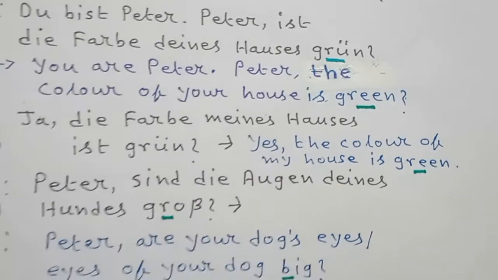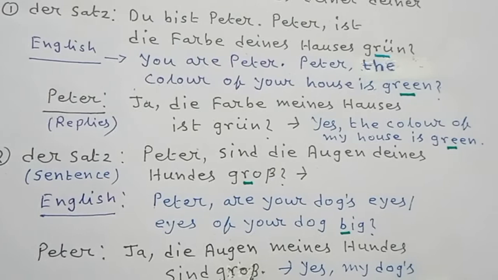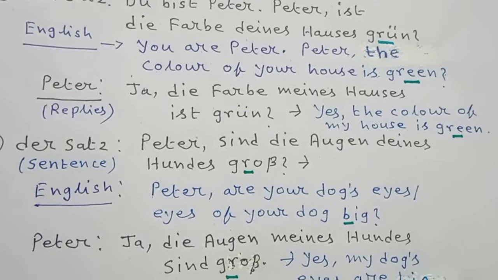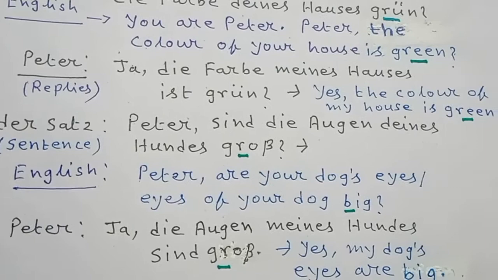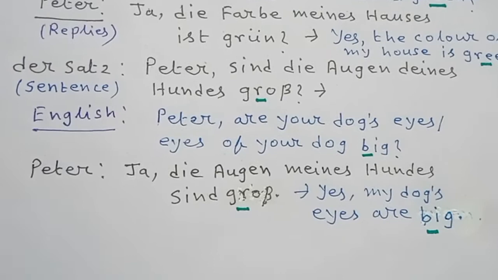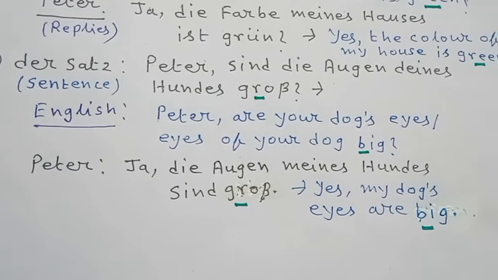Now, number two: Peter, sind die Augen deines Hundes groß? English: Peter, are your dog's eyes, or the eyes of your dog, big? Peter replies: Ja, die Augen meines Hundes sind groß. Yes, my dog's eyes are big.